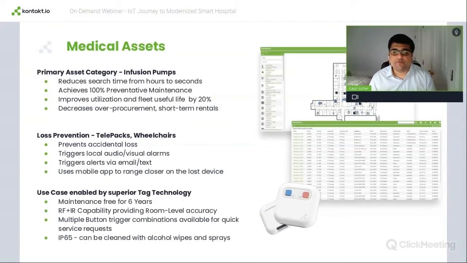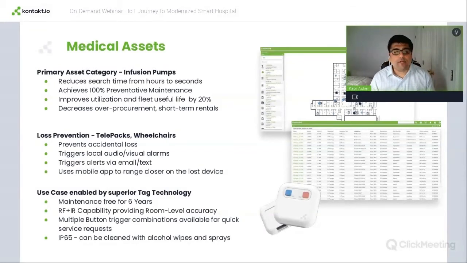We have an average of 6 years of battery life on our tags. They have BLE plus IR sensing on it, and I'll talk about IR in a second. But the combination of BLE and IR provides room level accuracy for these tags. They do have two programmable buttons, so you can use them for triggering any sort of workflow you may think of.